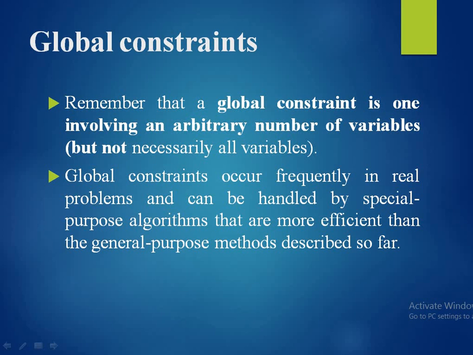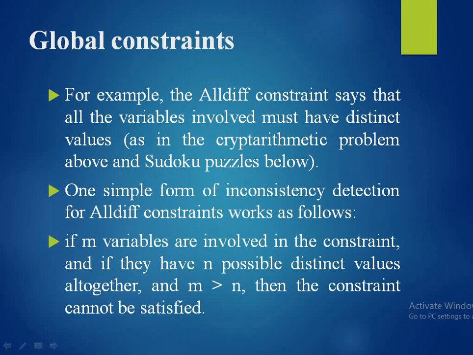So what are the global constraints? Remember that the global constraint is one involving an arbitrary number of variables, but not necessarily all the variables. Global constraints occur frequently in real problems and can be handled by special purpose algorithms that are more efficient than the general purpose methods described so far. For example, the all-diff constraint says that all the variables involved must have distinct values, as in the cryptarithmetic problem and Sudoku puzzle below.